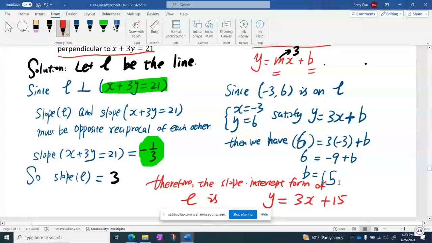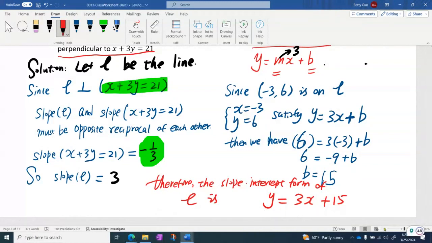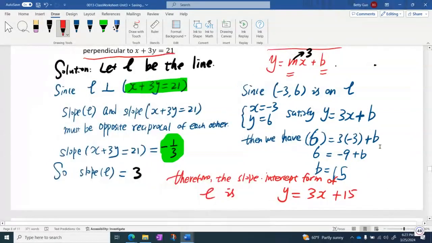The solution of this question has two parts. The first part is to find the slope. The second part is to find b. We have two parameters in the slope-intercept form, y equals mx plus b. In order to confirm the equation, we have to know the values for m and b. So the first part is to find the value for m. The second part is to find the value for b.